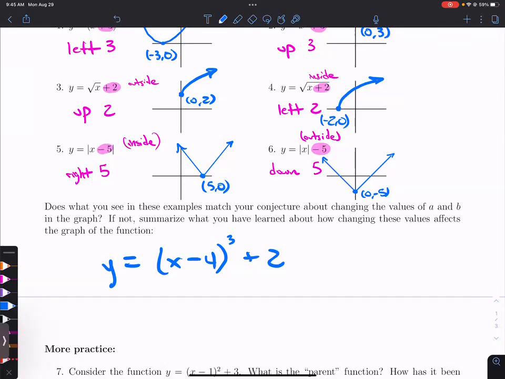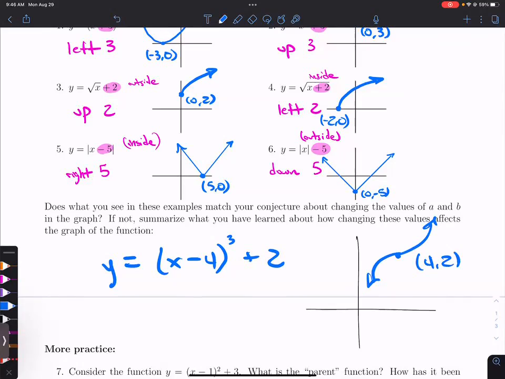What do these two things do to it? The right 4 and up 2, so that point that was at 0, 0 should be at 4, 2 now. So the graph would look something like that, right? I'm not trying to draw it perfectly or anything, but that point that used to be here is now at 4, 2 because we moved everything to the right 4 and up 2. Okay, cool. Questions about anything?